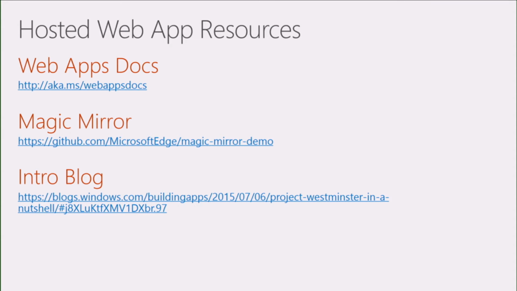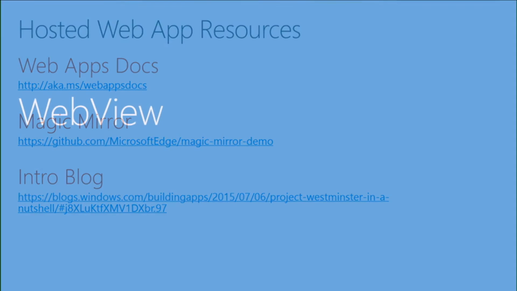And that's it for hosted web apps, how to create one, what's out there today, a few of the examples. These are all the resources. If you want to go and check them out, the Magic Mirror is there, intro blog, and our web app stocks. The next thing I'll go through is the web view control.